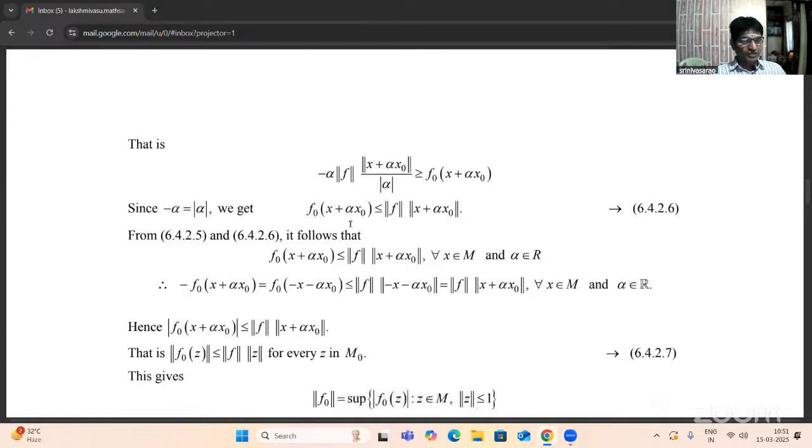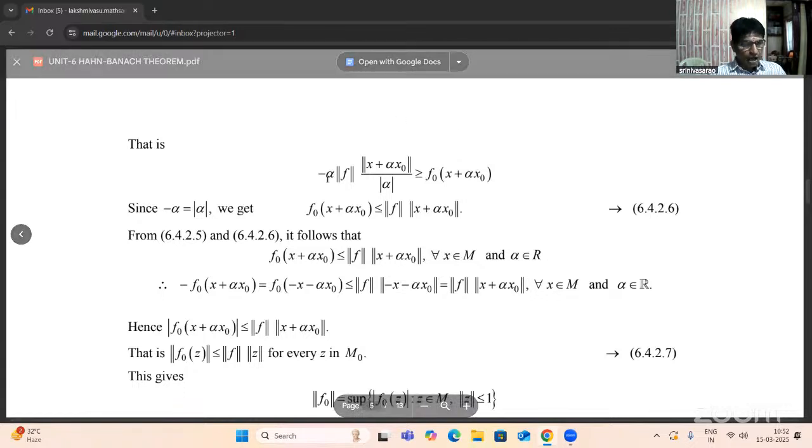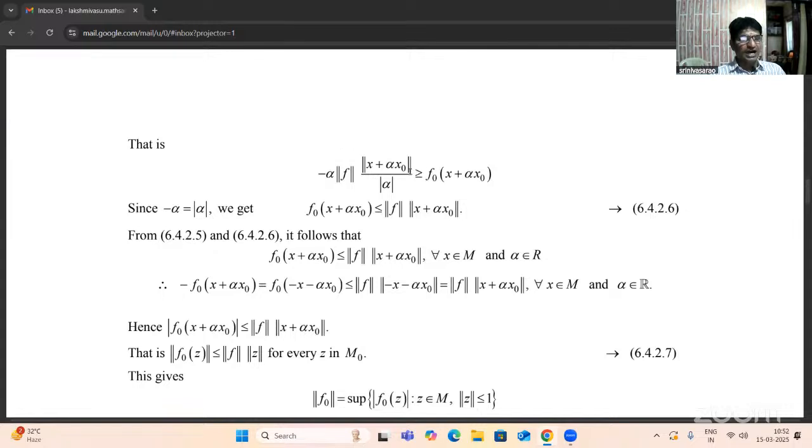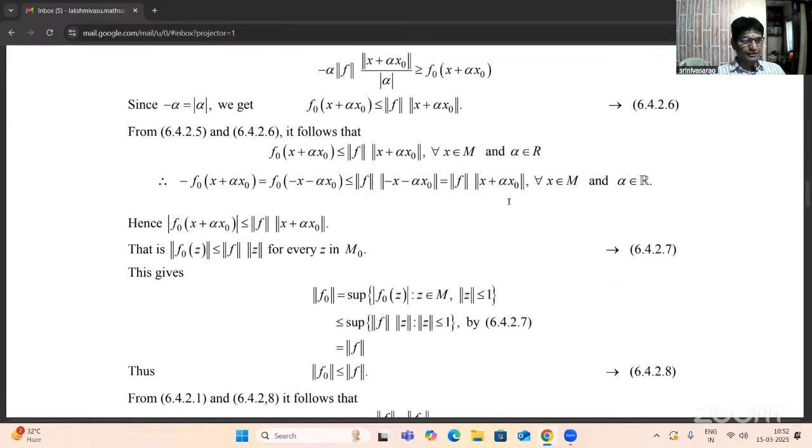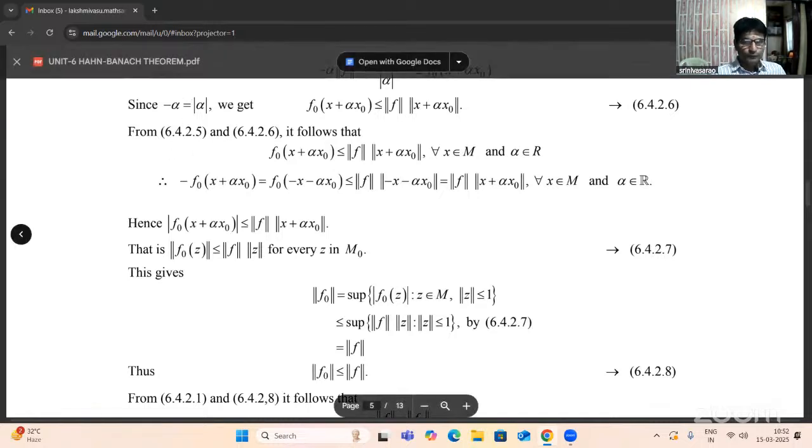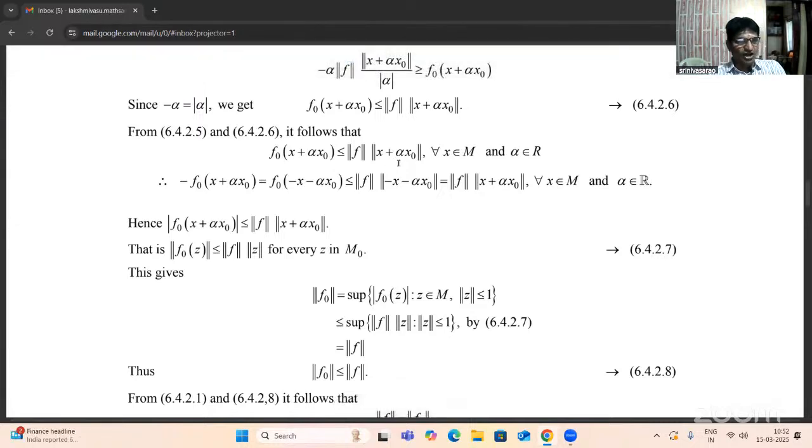Now this inequality can also be stated as f naught of x plus alpha x naught less than or equal to norm f into norm x plus alpha x naught, because now both are cancelled here. Say this is the sixth equation. So from the fifth and sixth equation, f naught of x plus alpha x naught is less than or equal to norm f into norm x plus alpha x naught, for all x belonging to capital M and alpha a real number. So we are taking the negative of minus f naught of x plus alpha x naught.